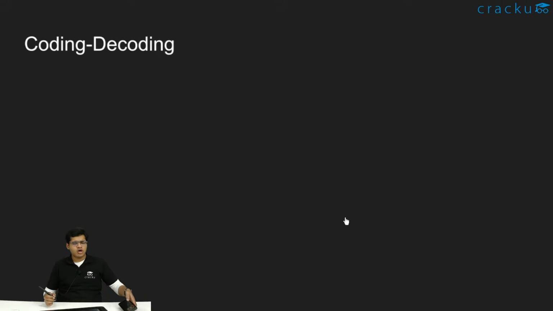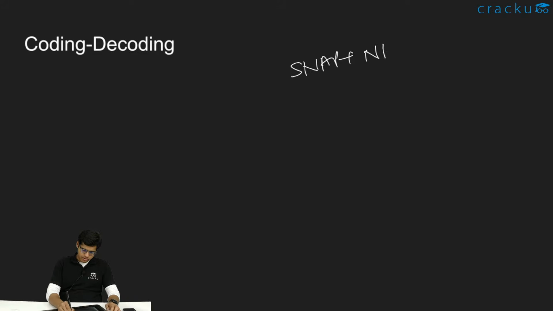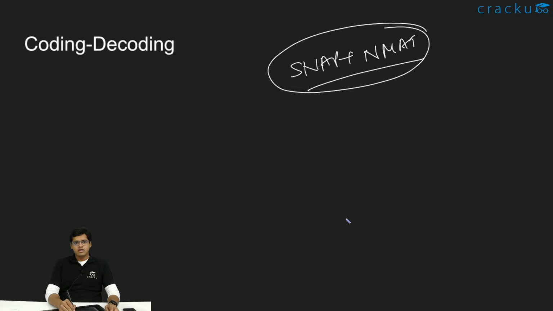Yeah, so the next topic is coding decoding. Coding decoding again is a very important topic in OMETs. Questions come in both SNAP and NMAT. In NMAT it is asked quite a lot, and in SNAP also it is there.